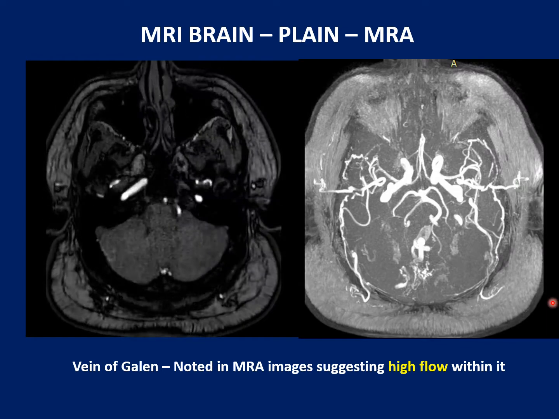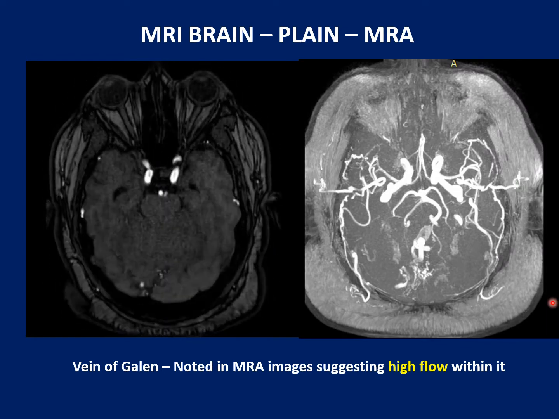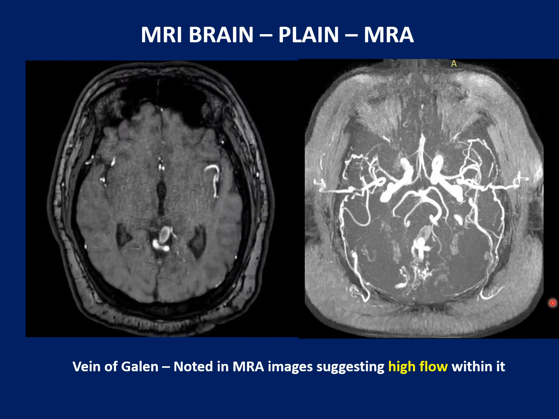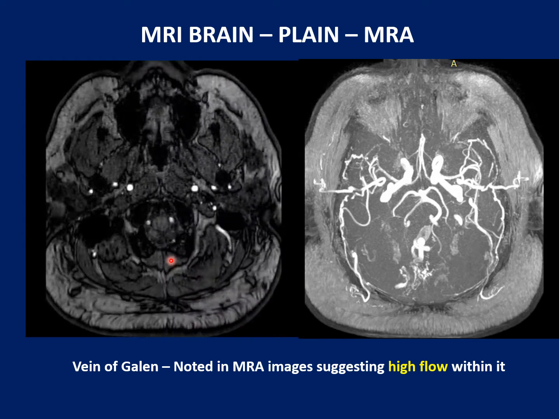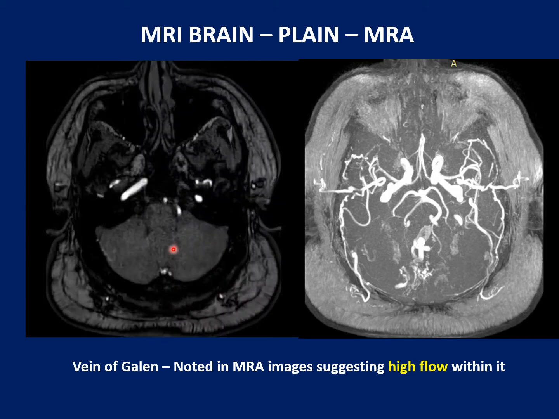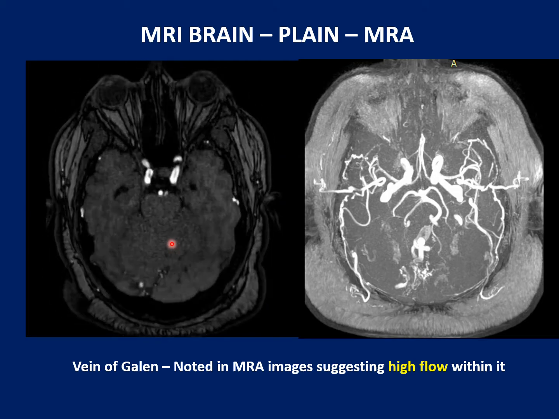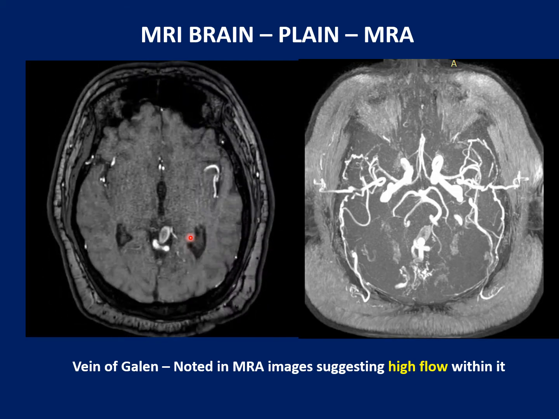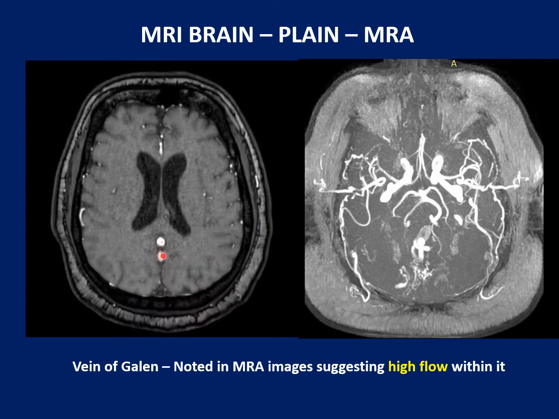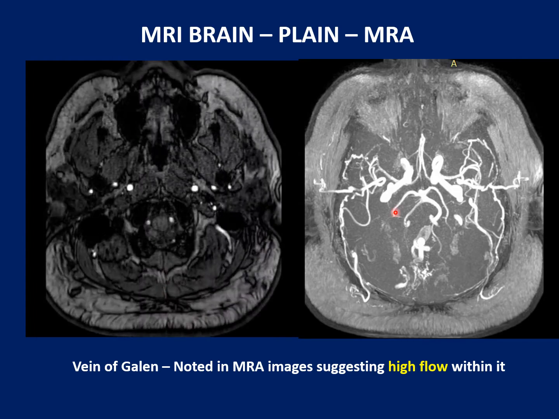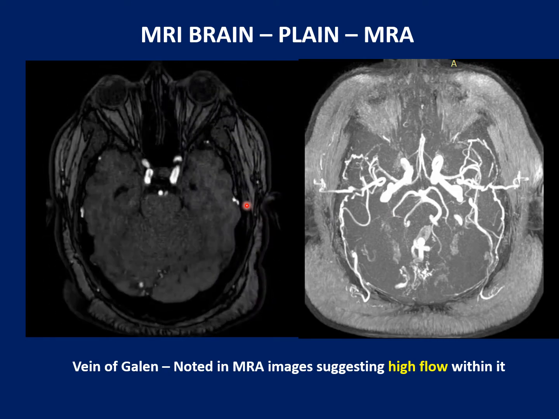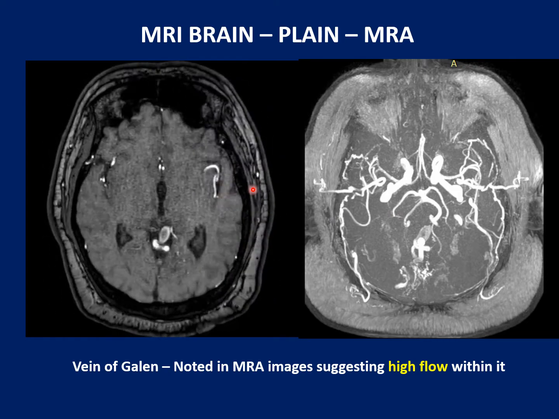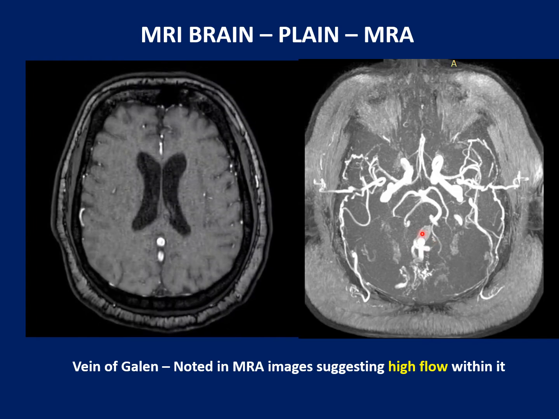This is an MRA image. In the MRA image, during the arterial phase, we are able to see the vein of Galen getting visualized. So in an MRA, we are not supposed to see any veins normally. Since this patient is having an abnormal finding, we are able to see the vein of Galen. That implies that the vein of Galen is having a flow rate which is the same as the arteries in this patient. So this is the vein of Galen which is seen.